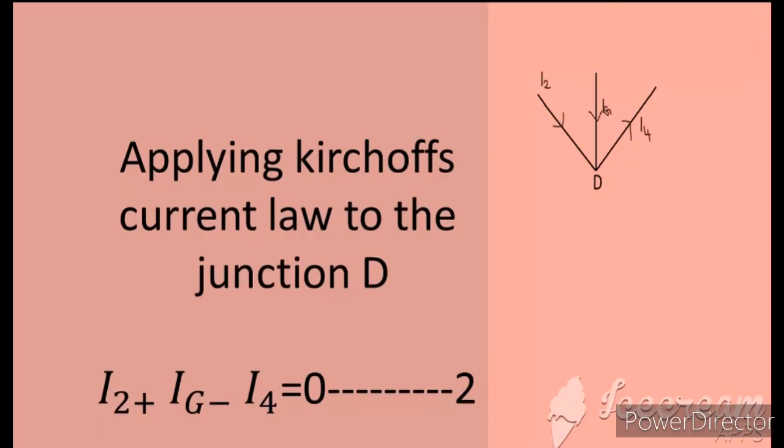Next, considering junction D, we have the currents I2, IG and I4. When you see here, both of these are entering and this is leaving. So entering is I2 plus IG, leaving is minus I4. Okay, so I think you know very well the first concept, is it not?